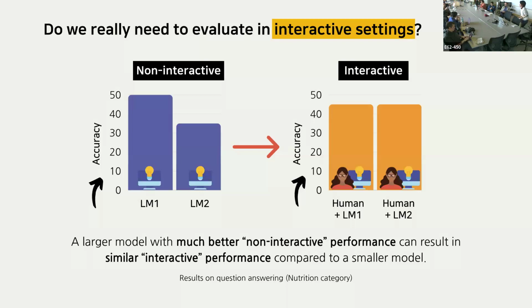Yes. Do you have a sense of how well the human does with no language model? Good question.